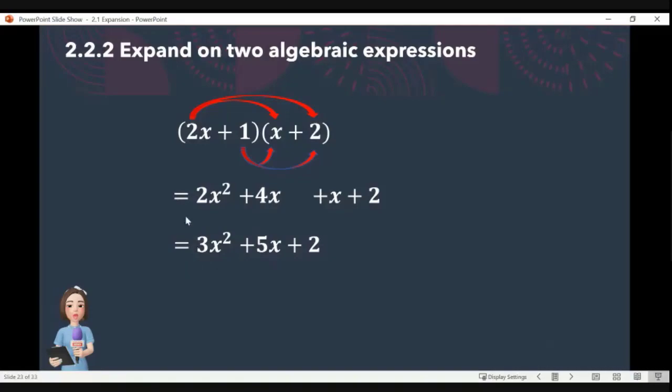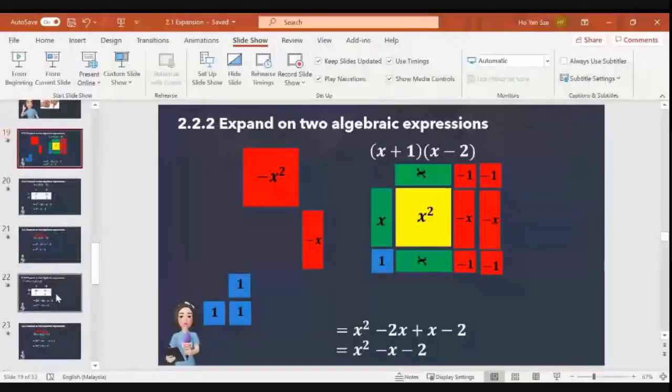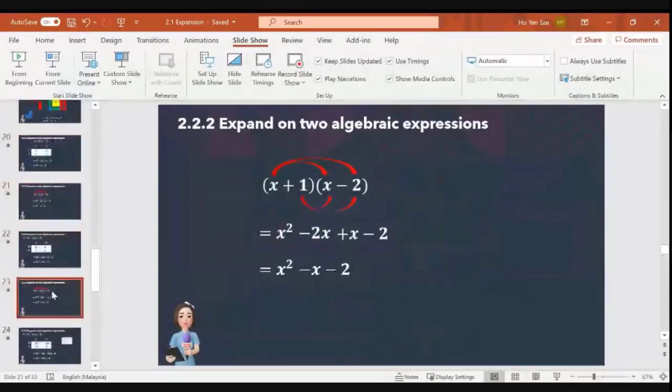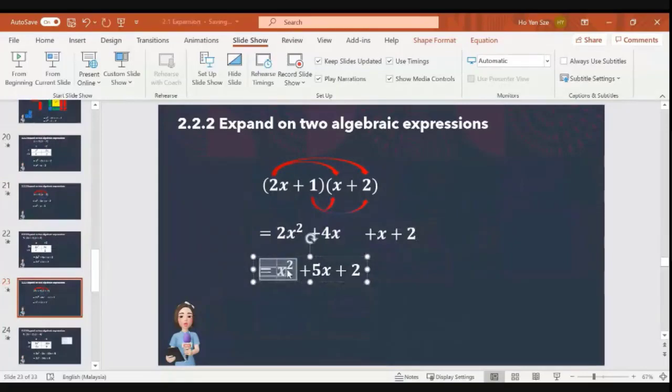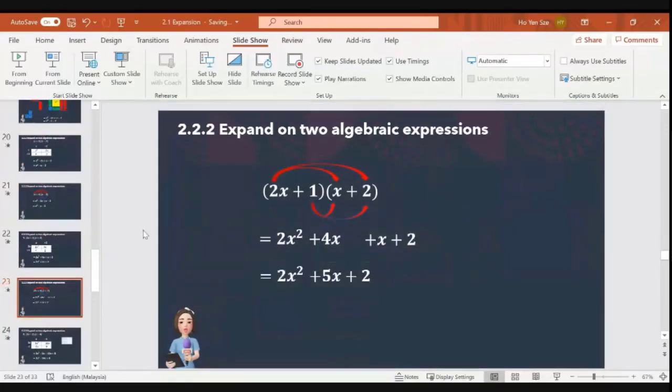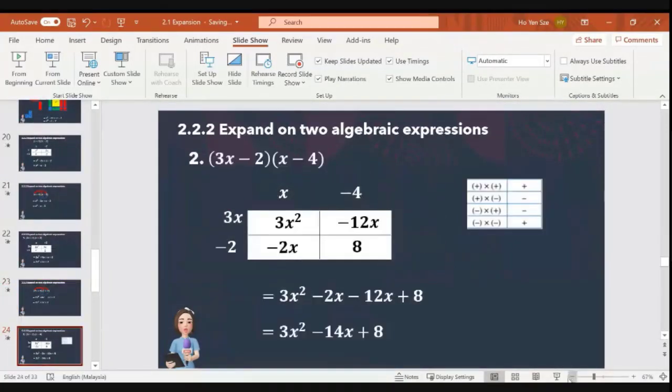Okay, which one? This one, I think, yes. I have to change it before I forget. Okay, good. Another example, this one.